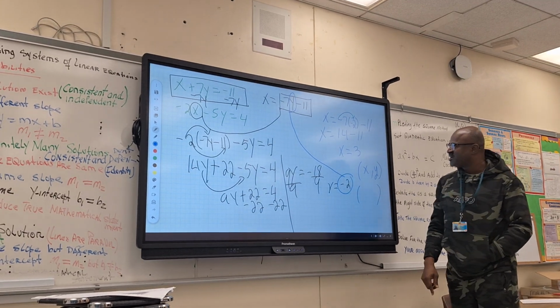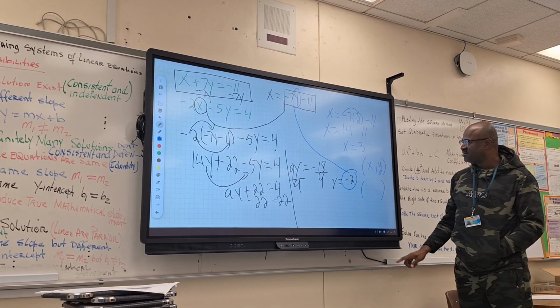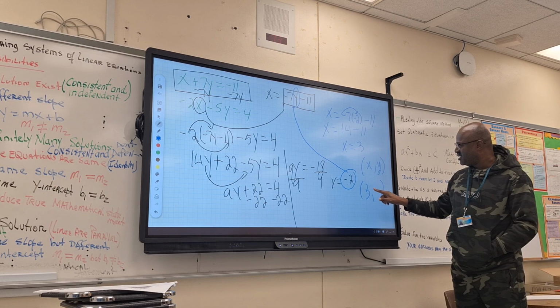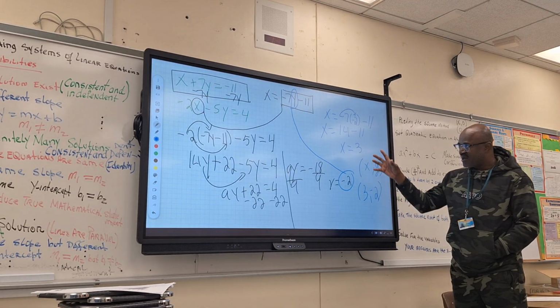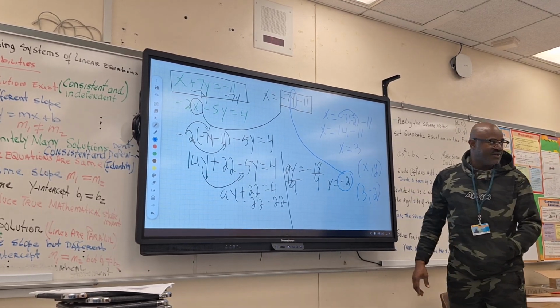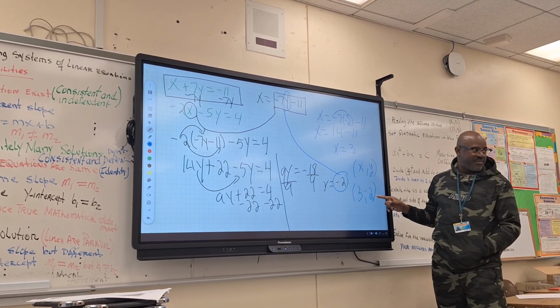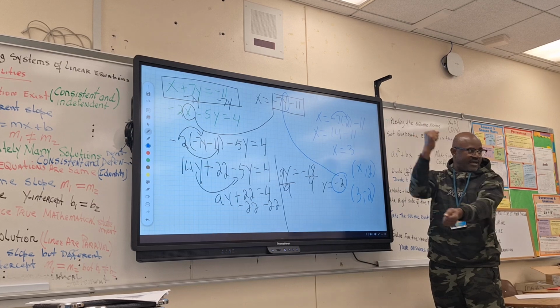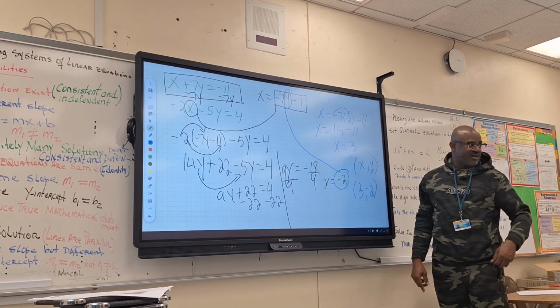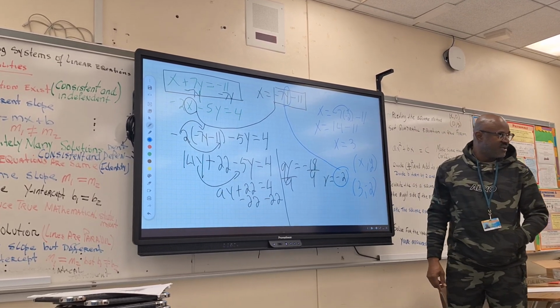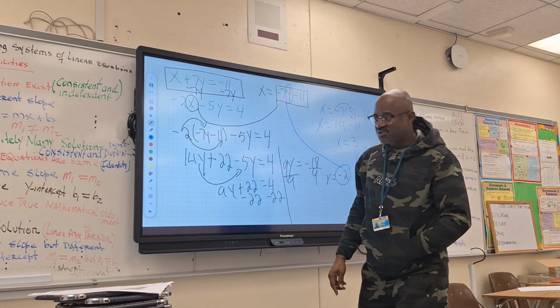Then in this case, what is my solution? 3 comma -2. If I was to graph those two lines, that's where the intersection would happen. The two lines will intersect at that particular point. Then we have a solution. Does that make sense? So that's what you guys need to do.